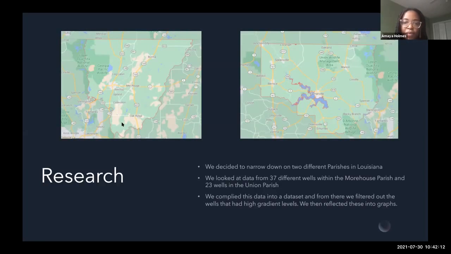When looking at this data, we were looking at temperatures above a certain threshold along with the highest geothermal gradient. Geothermal gradient is the amount that the Earth's temperature increases with depth. Ideally, we want these levels to be high. We want there to be a high gradient at a low depth. We then put all this data into data sets, and from there we filtered out wells that had fairly high gradient levels and reflected those into graphs.